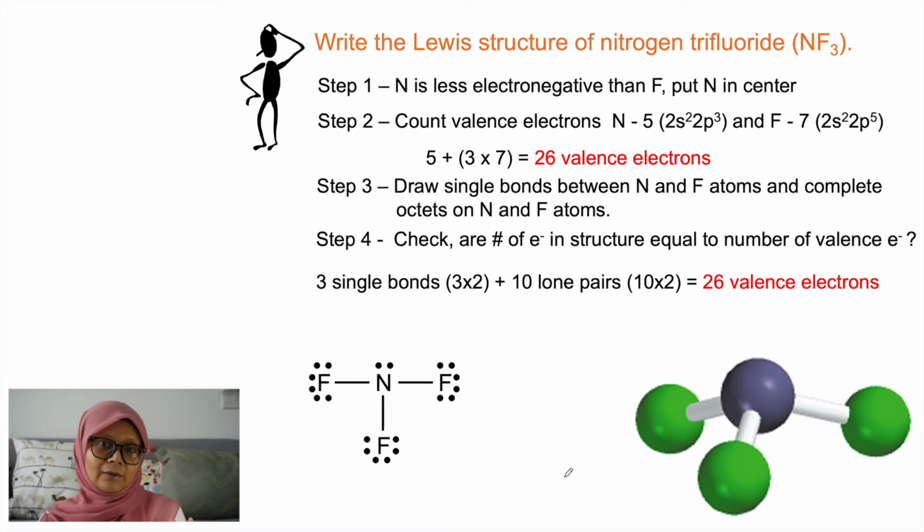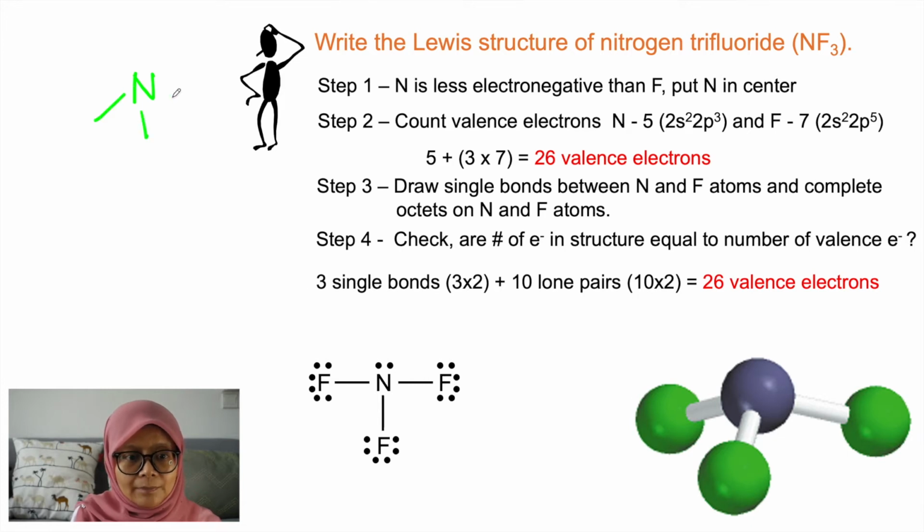So we have the first example. This is nitrogen trifluoride. For the first step, you need to sketch and determine which one is the least electronegative in order to put it in the center of the structure. So for nitrogen trifluoride, this is nitrogen. Nitrogen is less electronegative compared to the fluorine, so nitrogen will be the center atom, surrounded by 3 fluorine. This is nitrogen trifluoride, and this is the first step.